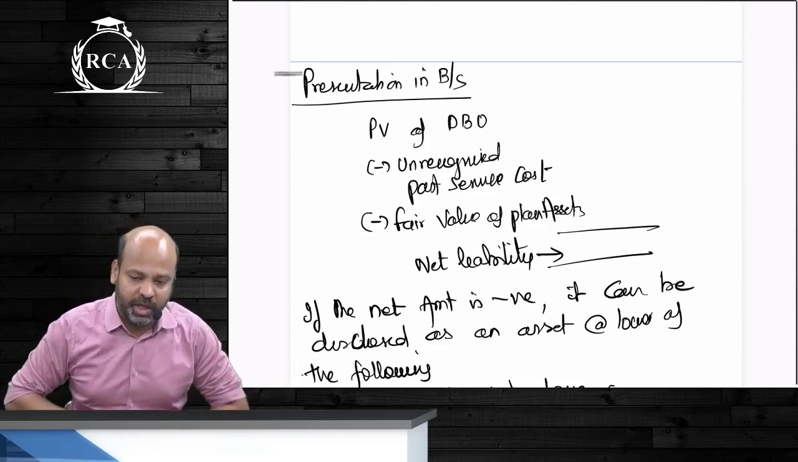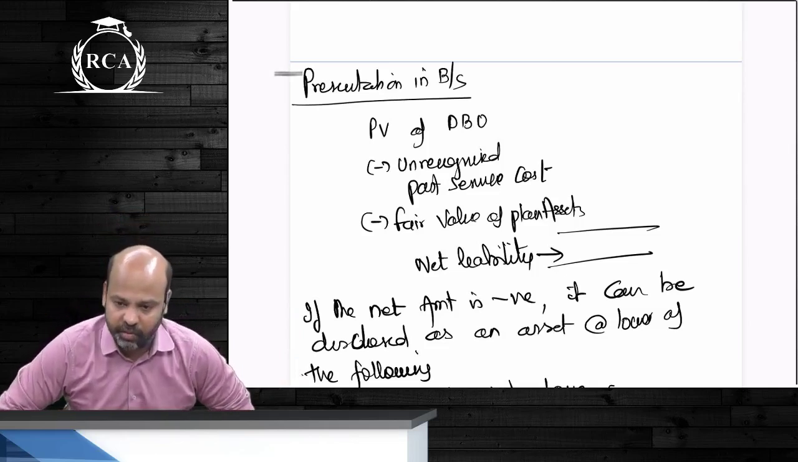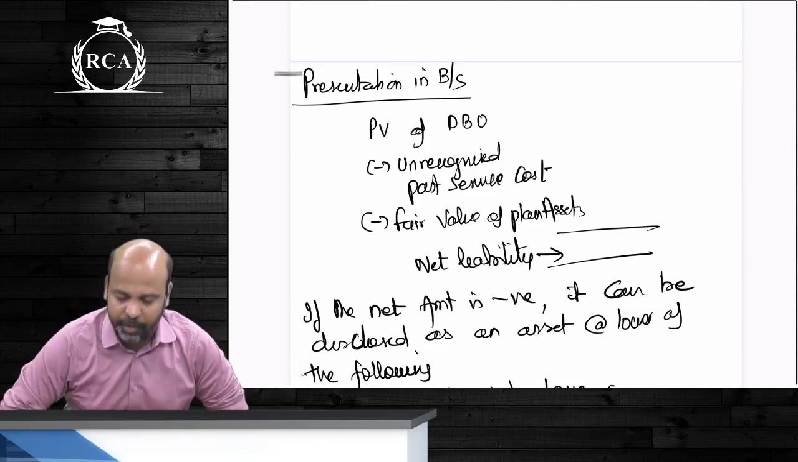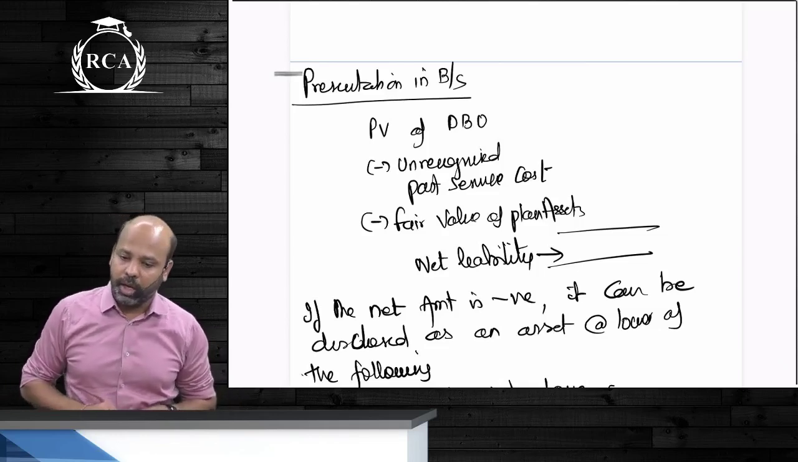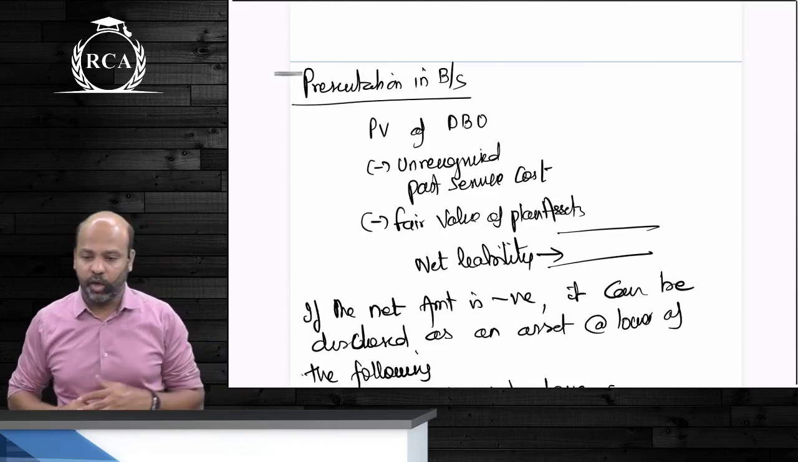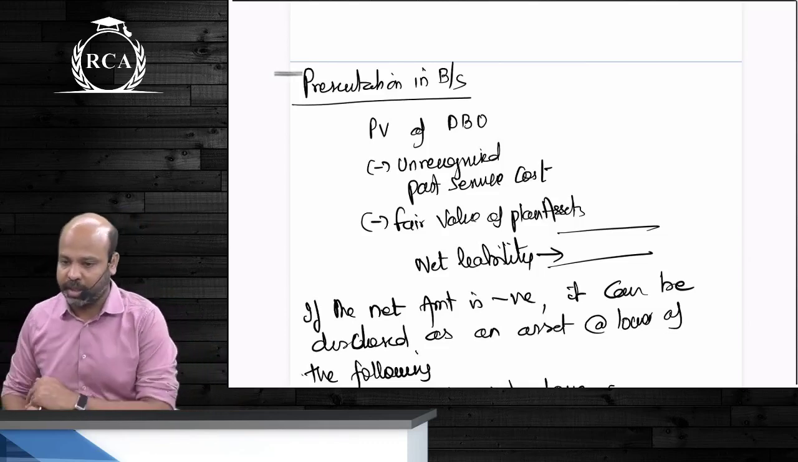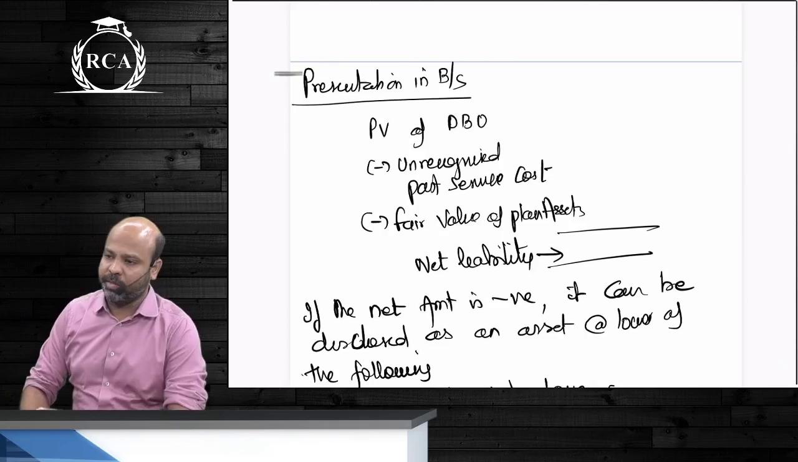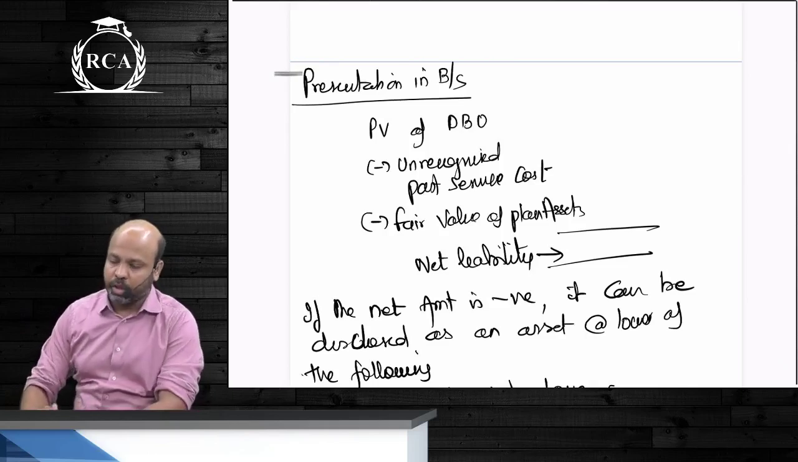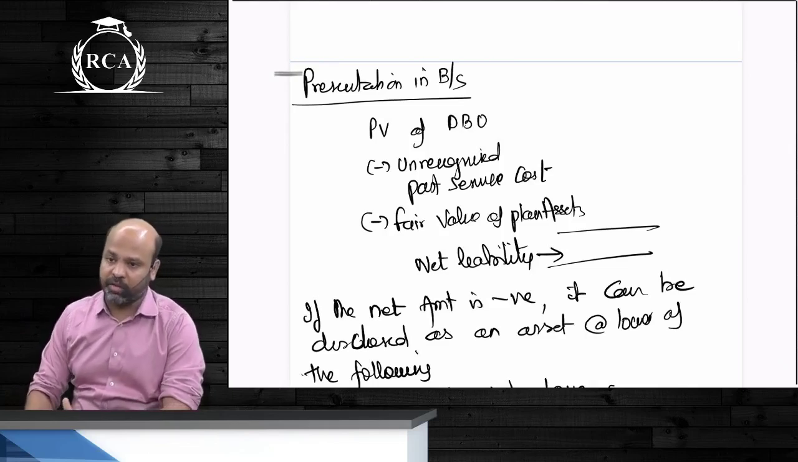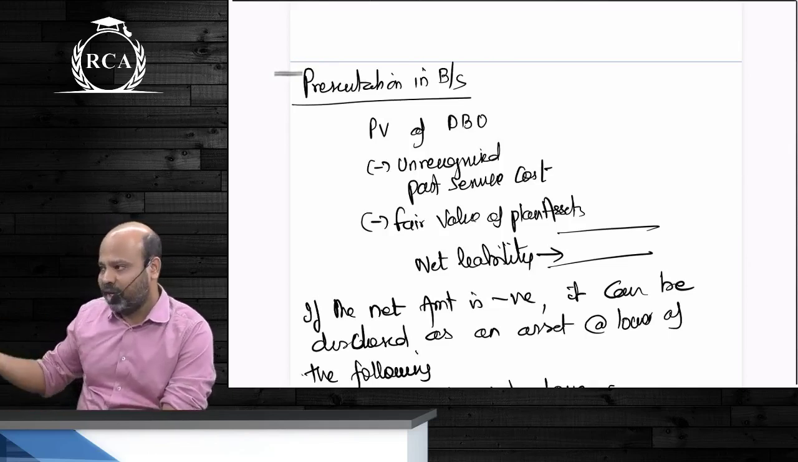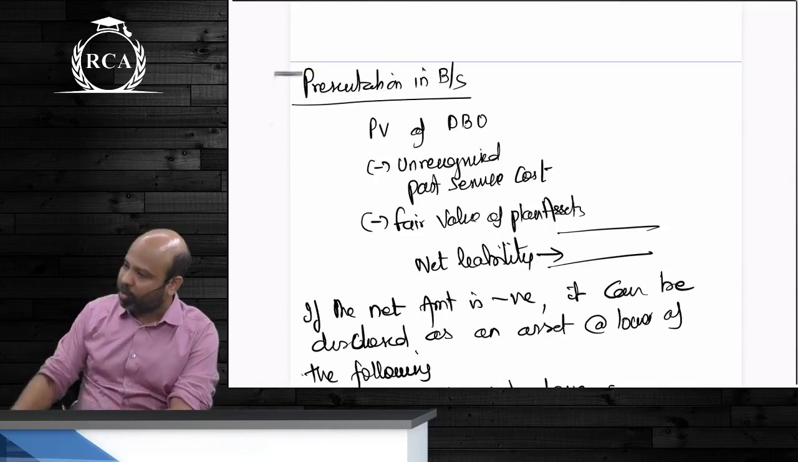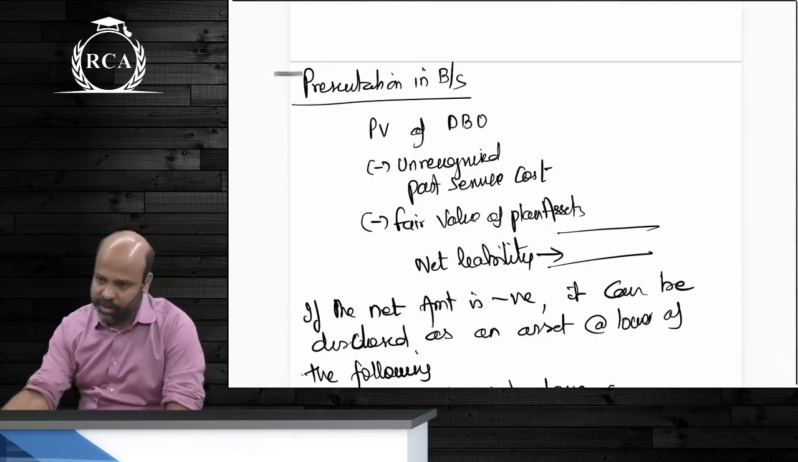As far as presentation in the balance sheet is concerned, guys, you will have opening, whatever is the PVDBO, beta, the provision amount. From that you will reduce unrecognized past service cost, and then you will reduce fair value of plan assets. Usually this amount will be positive, meaning you will have a higher amount of provision and a lesser amount of investment that was made. If the amount is positive, it is a net liability. You will disclose it as a liability in your books of accounts. It will come under long-term provisions, guys.